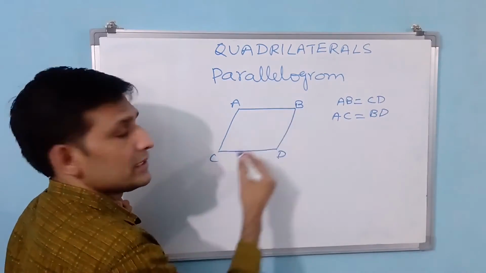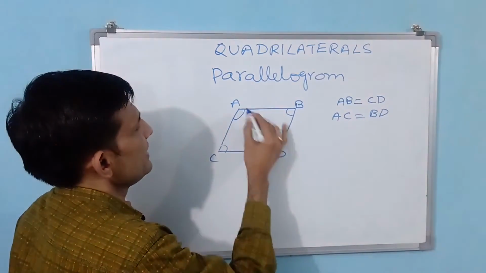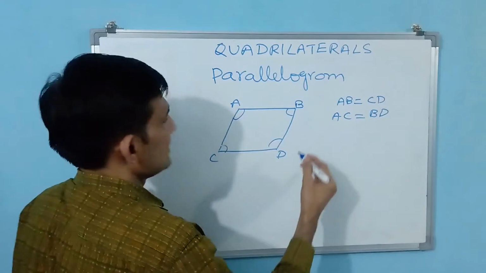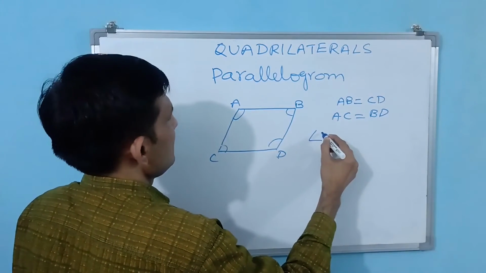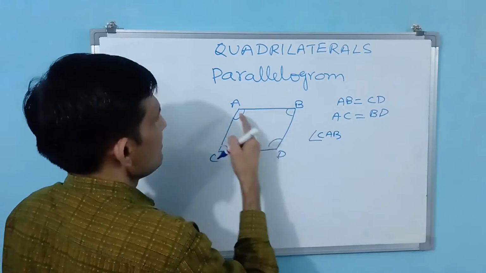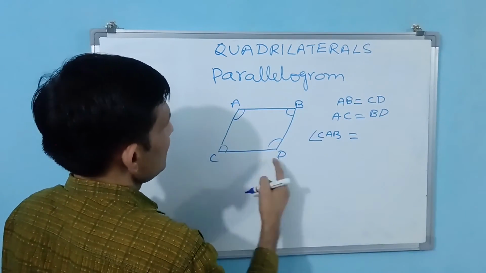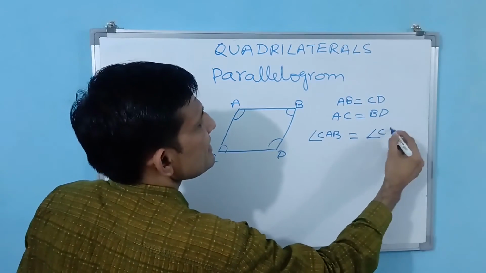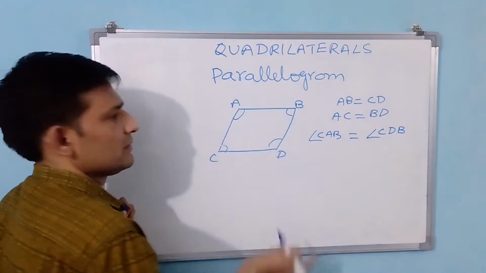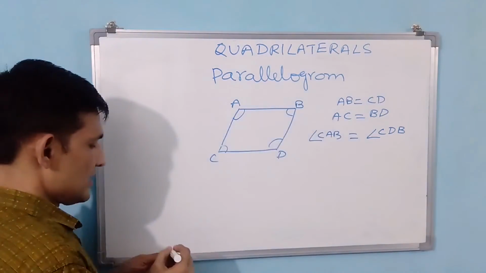Opposite angles are equal here. Angle C is equal to angle B. Angle A is equal to angle D. How are you going to measure the angle? Angle CAB, meaning the angle inside at A, is equal to angle CDB. Both are equal. Likewise, B and D are equal.